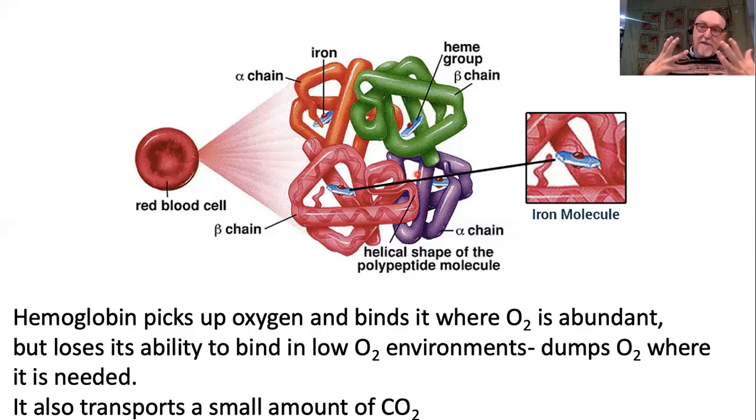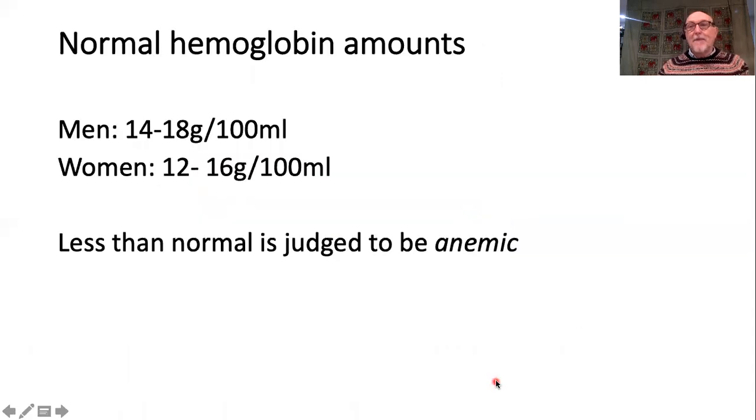Meanwhile, by the way, the blood serum picks up most of the carbon dioxide. And similarly, it transports it back to the lungs where it is breathed out. So that's the principle of use of hemoglobin as the principal oxygen carrying mechanism. So one of the health measures is to look at how much hemoglobin is present in the blood. Men, slightly higher, 14 to 18 grams per 100 mil, and women 12 to 16 grams per 100 mil. Less than that, you would judge to be anemic, and I'll talk about that in a while. There are various reasons why you could have a low hemoglobin count.